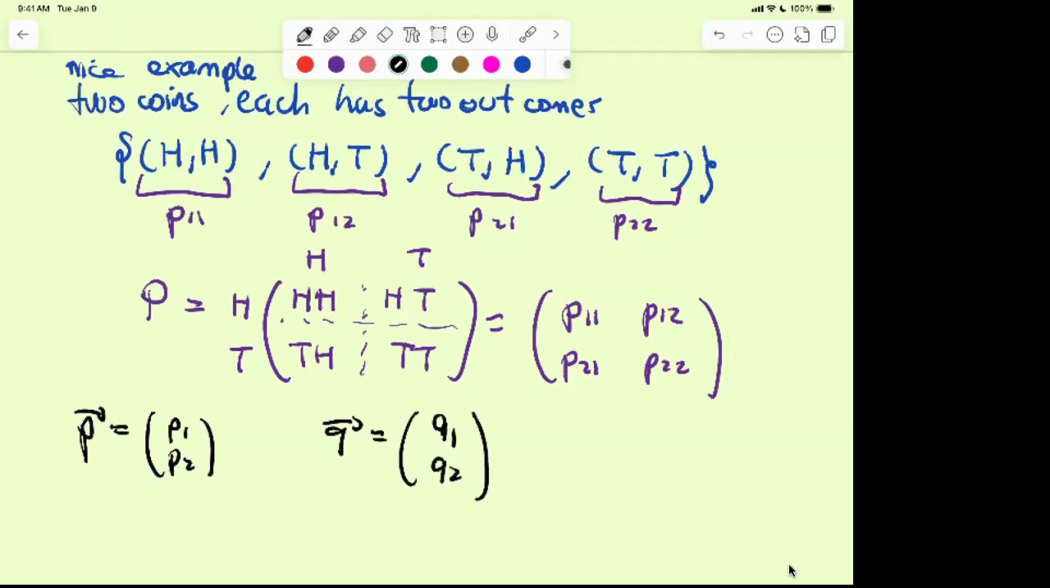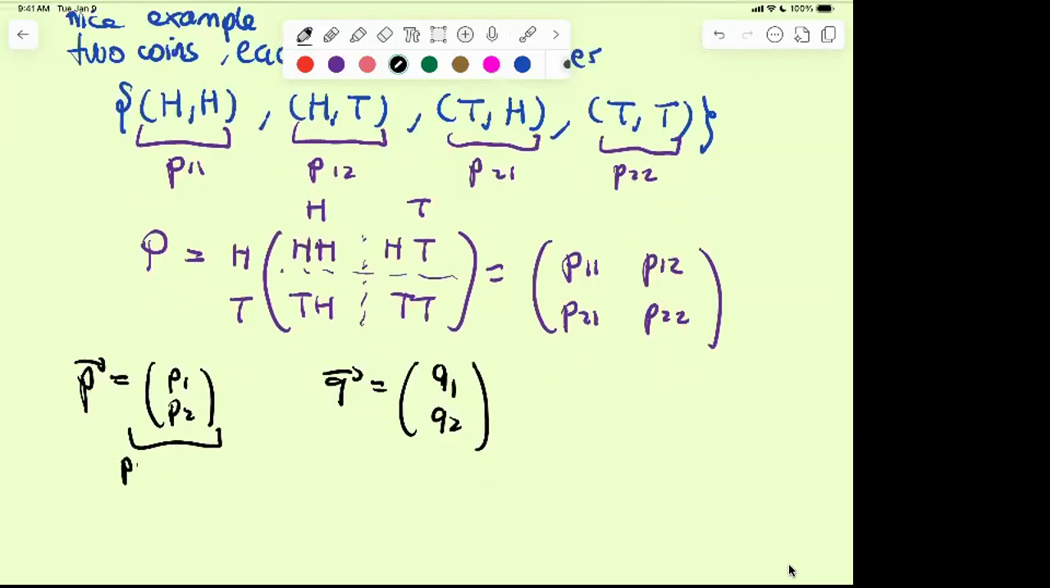P is like if you were only to do the experiment on the first coin, what are the probabilities of the first coin landing heads and tails, right? So these are the probabilities for the first coin. And these are the probabilities for the second coin.